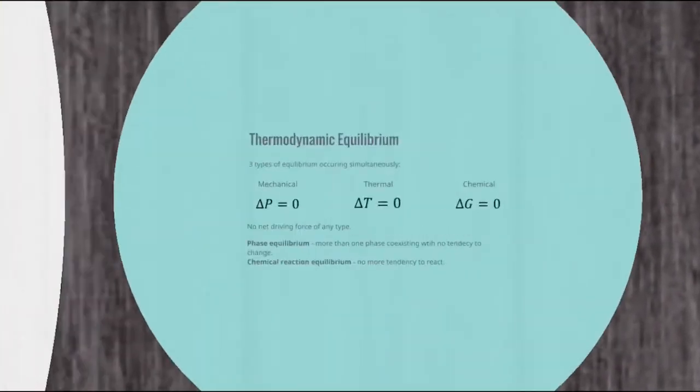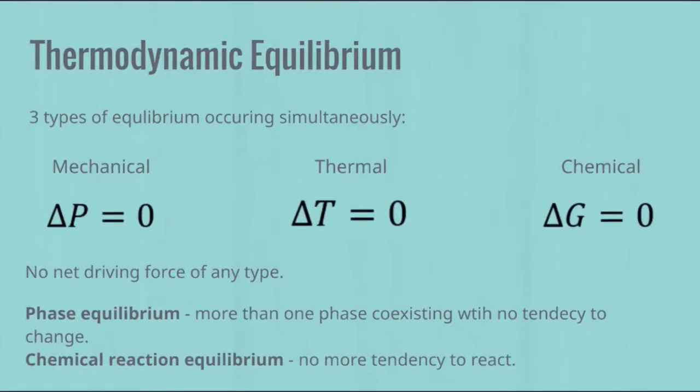Thermodynamic equilibrium. For a process to be at thermodynamic equilibrium, it must simultaneously undergo mechanical equilibrium, where change in pressure equals zero, thermal equilibrium, where the change in temperature equals zero, and chemical equilibrium, where Gibbs free energy equals zero.